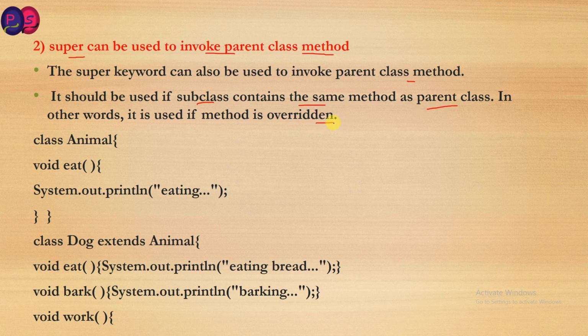What is the meaning of method overriding? Redefining the base class method in the subclass is known as method overriding. We will see this with the help of an example.